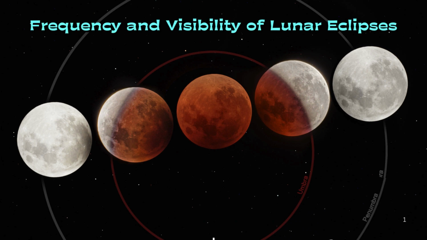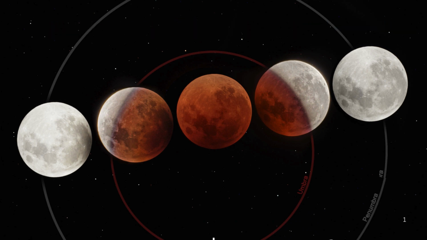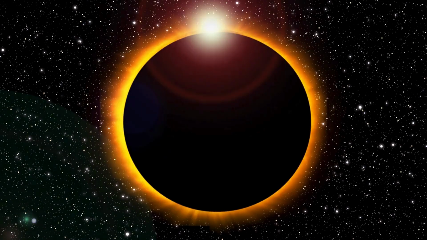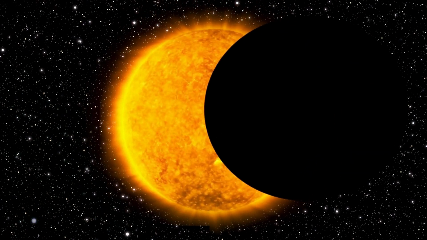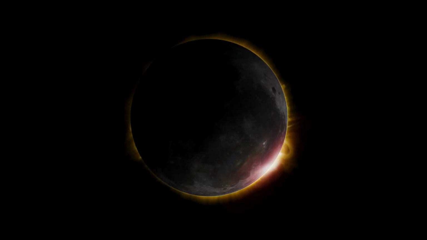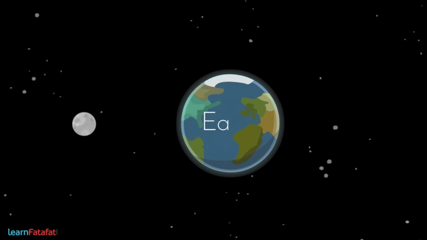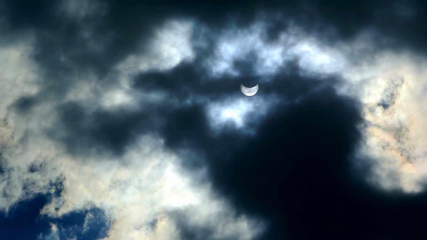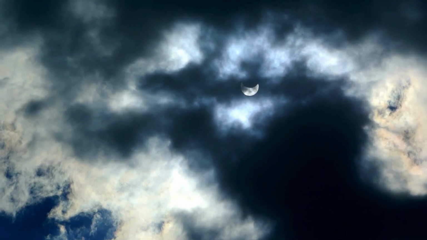Frequency and visibility of lunar eclipses. Lunar eclipses occur more frequently than solar eclipses, with 2 to 4 happening every year. However, not all lunar eclipses are total, and the visibility of each eclipse depends on the observer's location. Unlike solar eclipses, which can only be seen along a narrow path, lunar eclipses are visible from anywhere on Earth where the Moon is above the horizon during the event. This makes them far more accessible to global audiences.